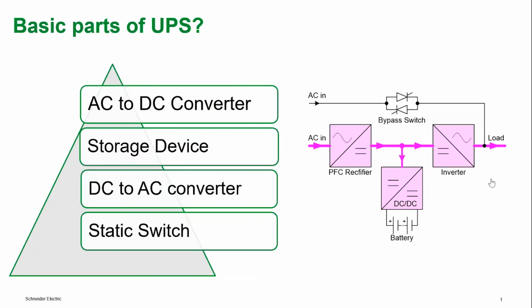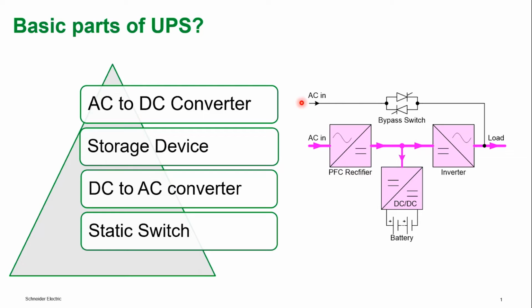It tells us about the basic parts of the UPS. These are the basic parts involved in manufacturing a UPS. That is the AC to DC converter, which we call a rectifier. It's a storage device where the energy of this UPS will be stored. The DC to AC converter is called an inverter, and then a static switch. One by one we will understand why these things are necessary in a UPS portfolio.